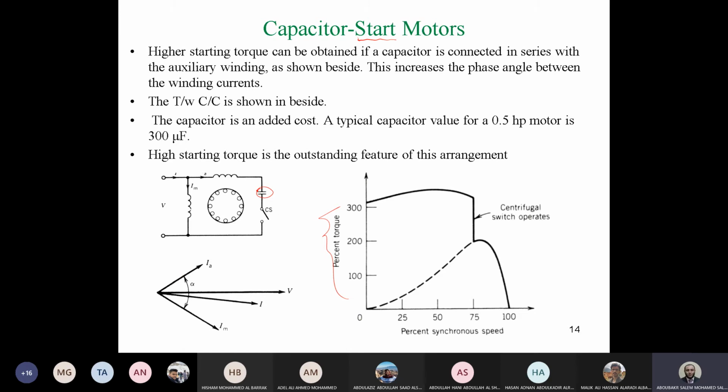Any question regarding this technique? Is it clear? So for now, guys, how many techniques do we have? Two techniques: the split phase one and the capacitor start one.